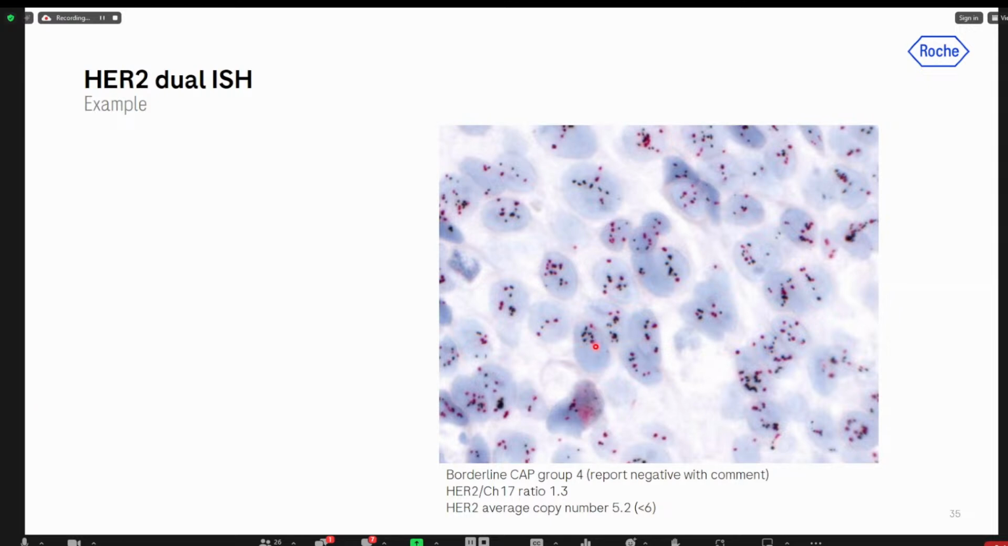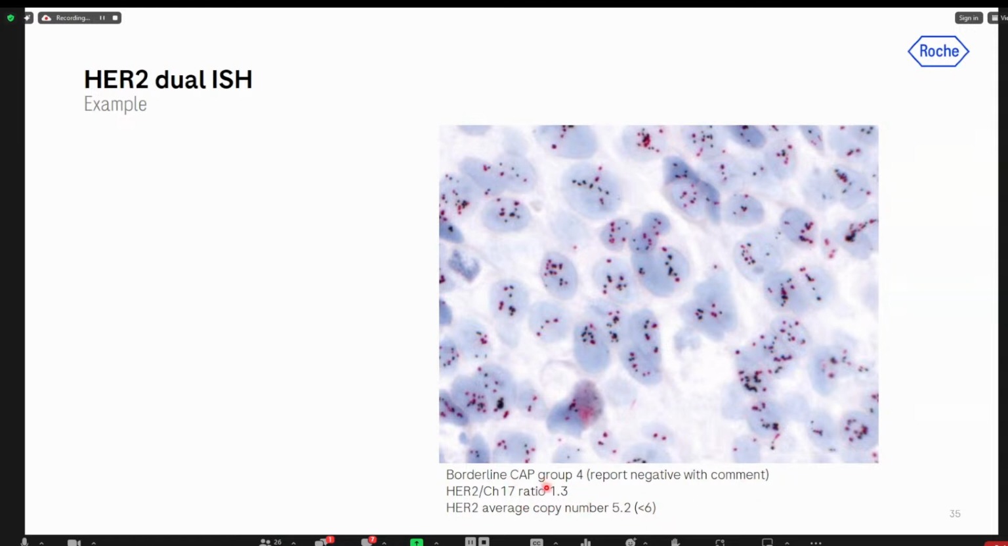Here you see one of these examples where we have elevated HER2. It looks like, yeah, this could very well be amplified, but we also have an increased number of chromosome 17, and you can see in this one we have 1, 2, 3, 4, 5, 6, 7, 8 chromosome 17. This is a case where you need to count a lot of cells.